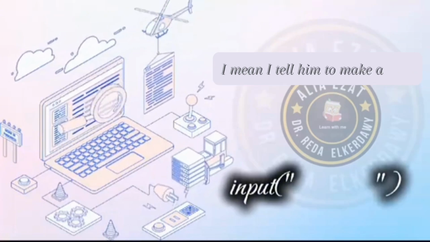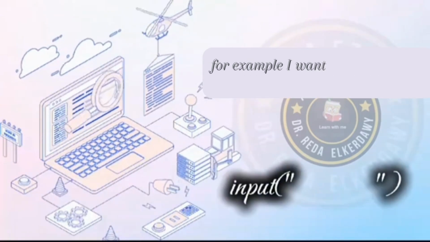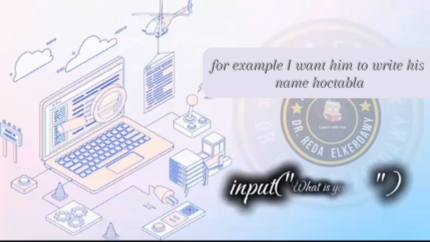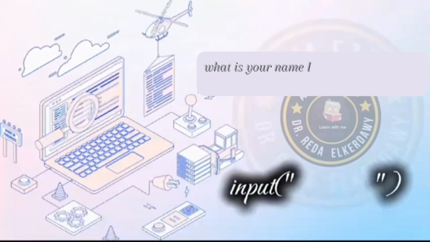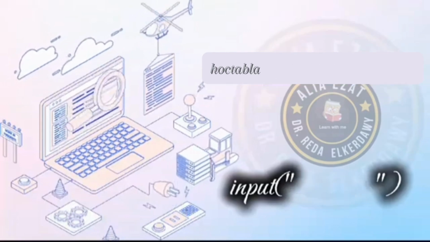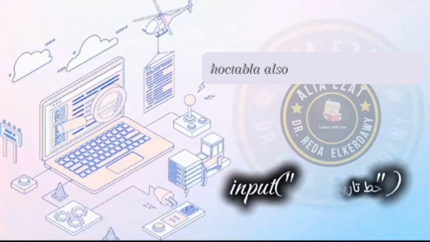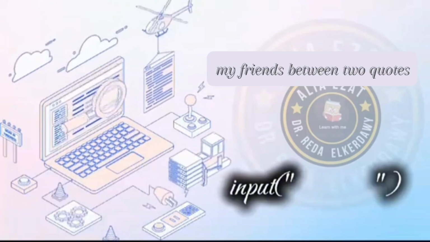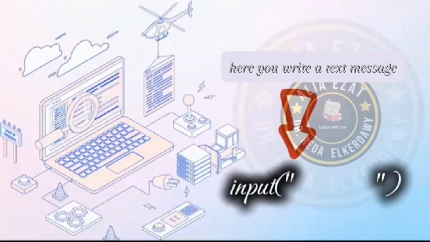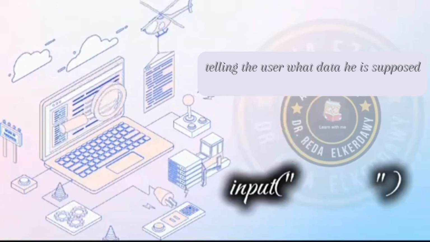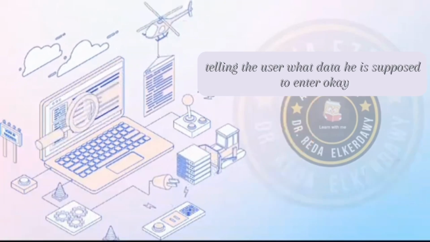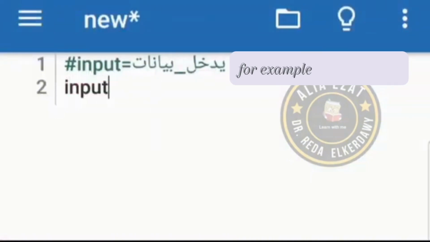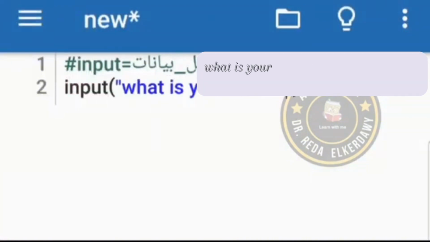I tell him to make a prompt. For example, I want him to write his name, so I write: what is your name? I want him to put his date of birth, so I also write: put your date of birth. My friends, between two quotes, here you write a text message telling the user what data he is supposed to enter. Okay, we go back here, for example, and say input, what is your name.